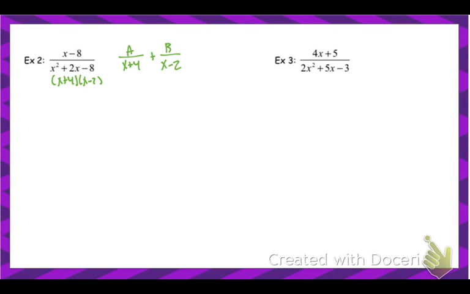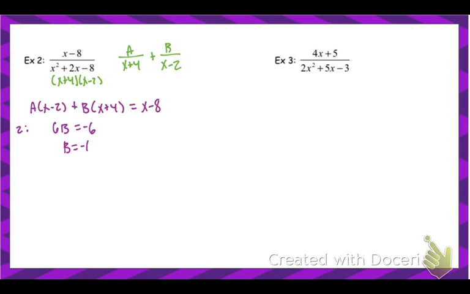All right, so again, to solve this out, I would do a times x minus 2 plus b times x plus 4, and that should equal my original numerator of x minus 8. Well, the x values to plug in, I would start with 2. That would eliminate a, so I would have 6b equals negative 6. So I'd get that b equals negative 1.